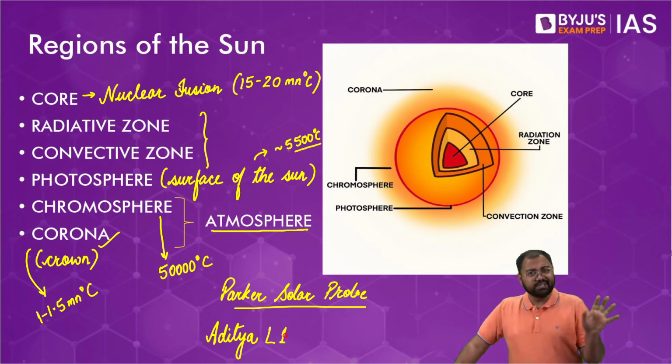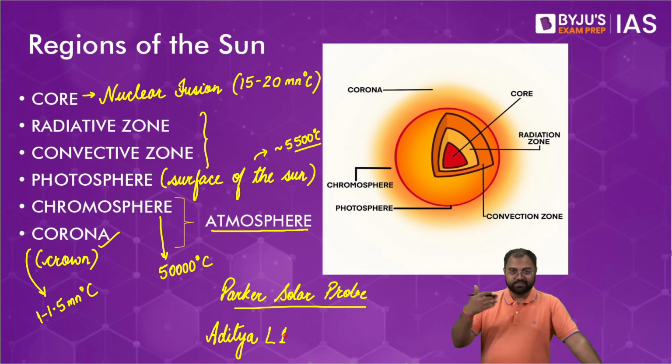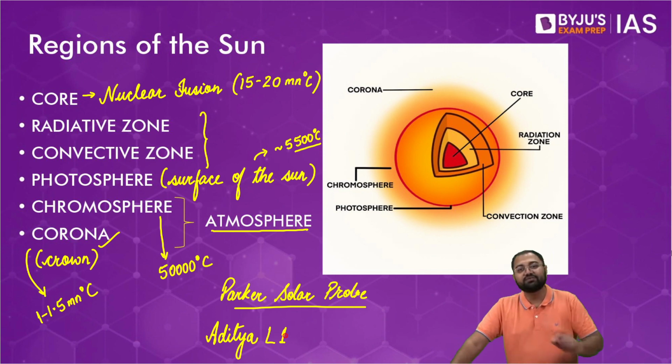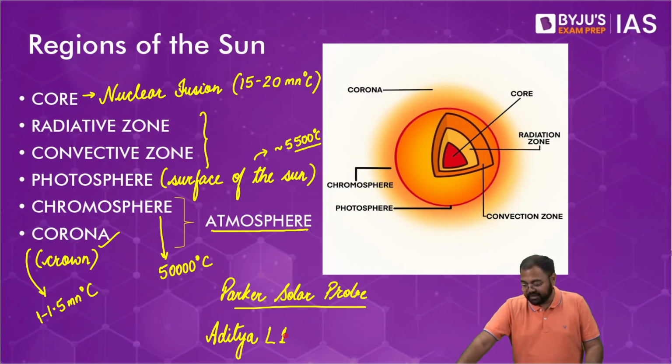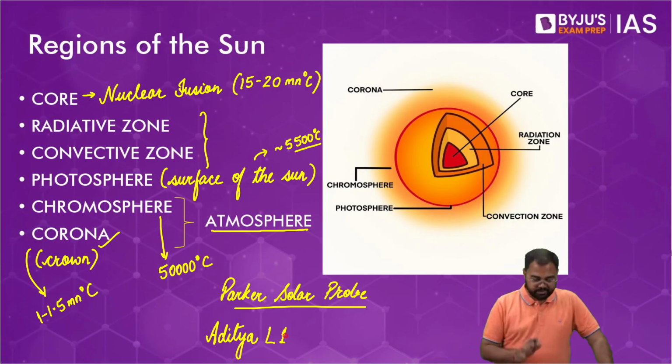Right now, there are theories about why these things happen, but the good thing is that we do not know for sure yet, and these missions that have been launched will probably give us some kind of explanation why the temperature suddenly starts to rise. So this is about the region of the sun.